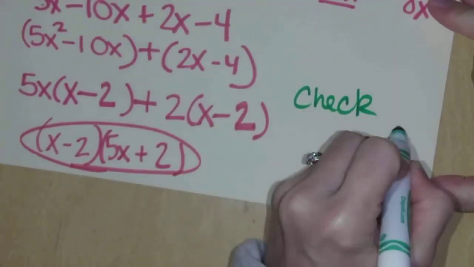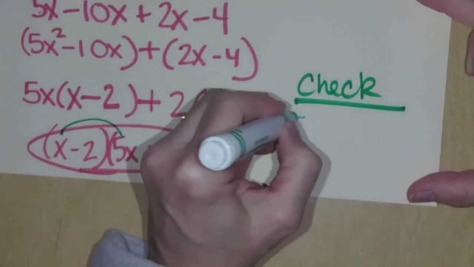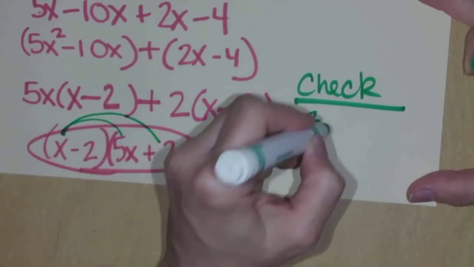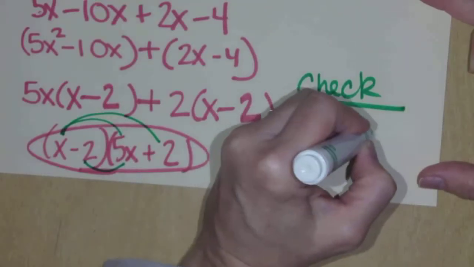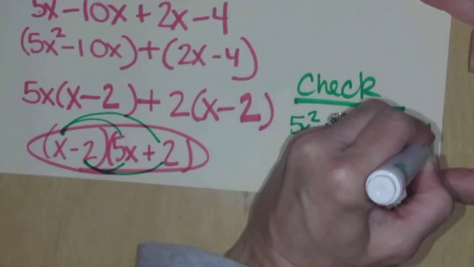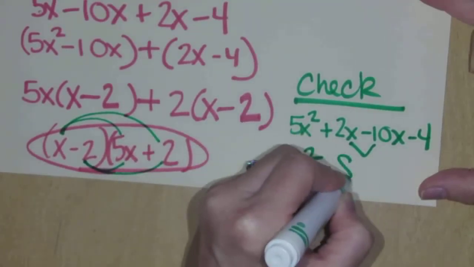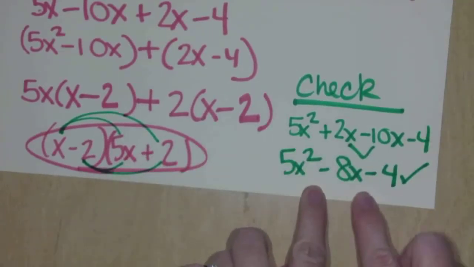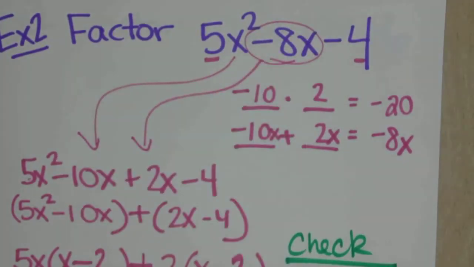On the check, here we go. X times 5x, 5x squared. X times 2, positive 2x. Negative 2 times 5x, negative 10x. Negative 2 times 2, negative 4. Combine the like terms, we've got 5x squared minus 8x minus 4. That's a good check because it matches our original trinomial exactly. Very nice.